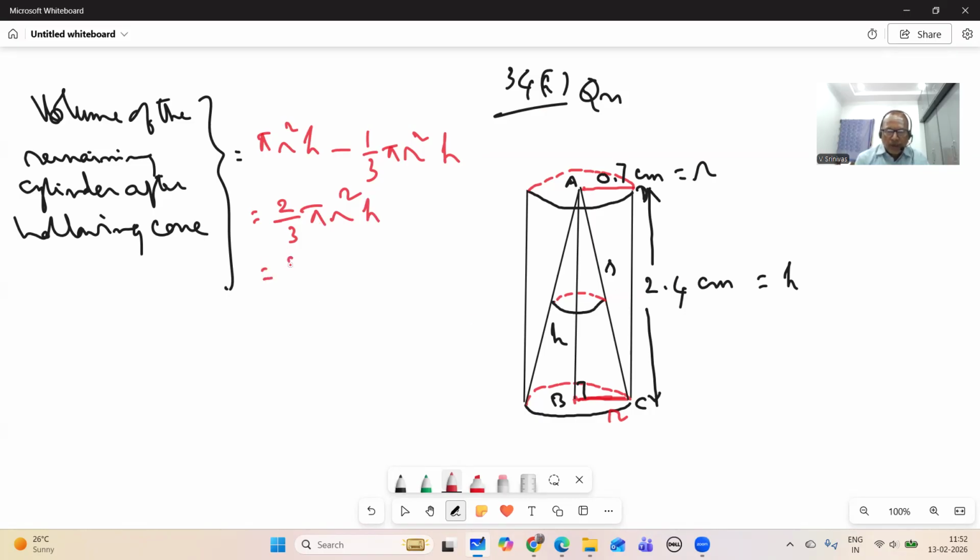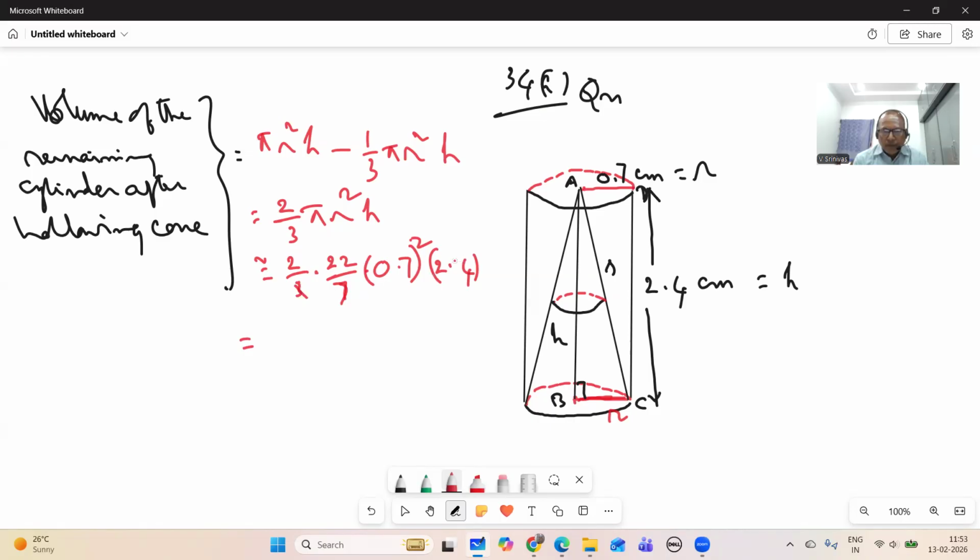So we can calculate. This is 2 by 3 into, if I write 22 by 7 for pi, approximately, the volume into r is 0.7, whole r square, into h is 2.4 centimeters. It is 2/3 into 22 by 7 into r is substitute 0.7, r square becomes 0.7 square into h is 2.4. I'm approximating pi by 22 by 7, which is a rational number. So this is equal to how much?